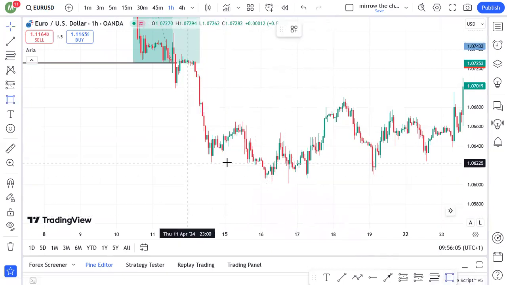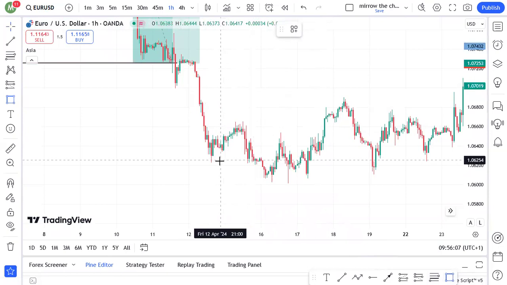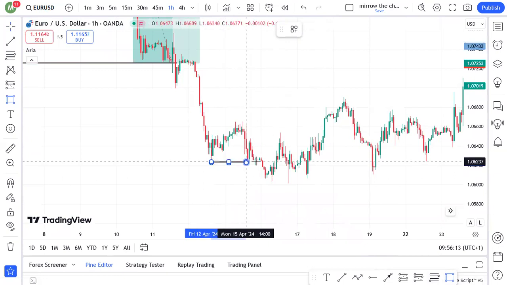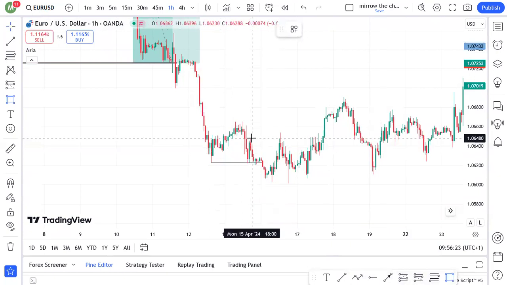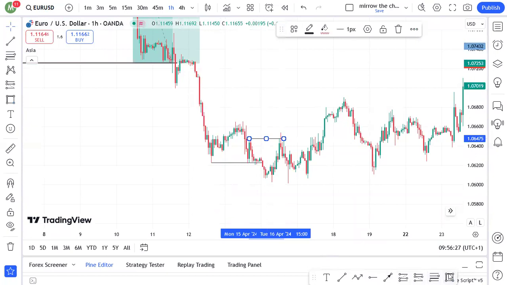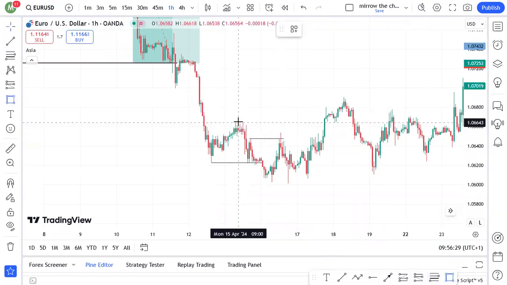Now let's see. Let's go down, because I believe something happened here. Now, this is supposed to be a break of structure, yeah? There was a liquidity grab here from Monday. Tuesday opened and grabbed the previous weekly low, and broke this guy. This is a break of structure, yeah? A minor break. And this is also what? A break of structure here.